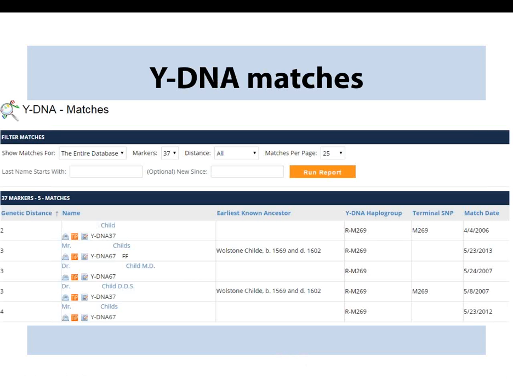I'd also like to point out, and you can see here, these are my matches, and my initial matches were all people with the surname Child. You shouldn't necessarily jump to conclusions when you get your results back and immediately think you're not related to the rest of your family, although that could be a possibility.